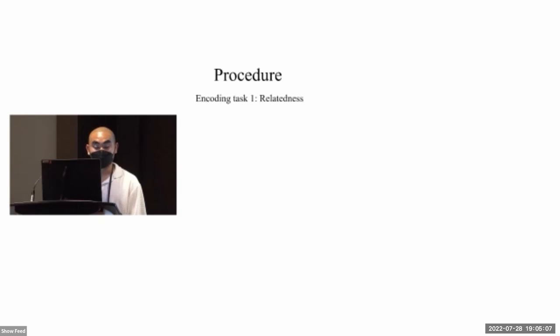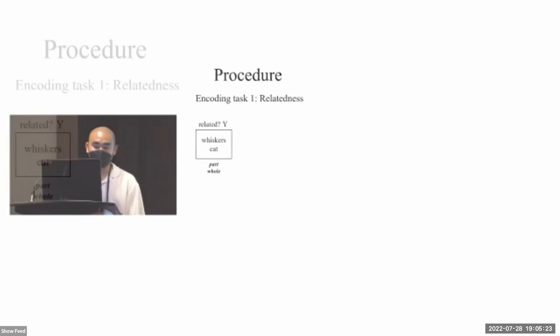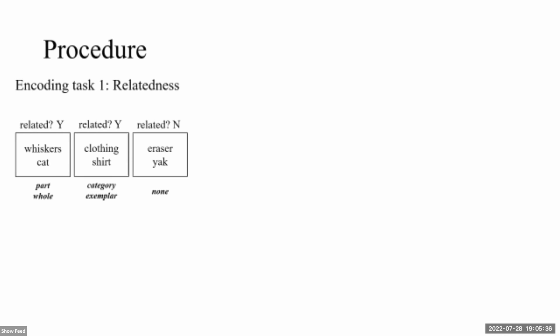The first task that we had people complete was an encoding task in which we had people encode word pairs by seeing word pairs one at a time and asking them to judge whether the word pairs featured semantic concepts that were related in some way. So in this case, the individual word pairs featured a word pair that was indeed related, whiskers being a part of a cat. Here's another word pair that was related in the sense that a shirt is a kind of clothing. Here's a word pair that's not related. There's no discernible semantic relation between eraser and yak. And here's the fourth word pair that's related in the sense that a closet is a place for a dress. And this task involved 100 trials, 90 of which featured word pairs that were related and 10 of which were unrelated.